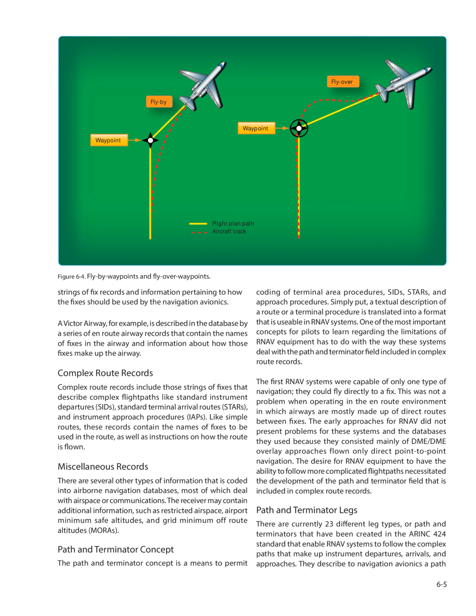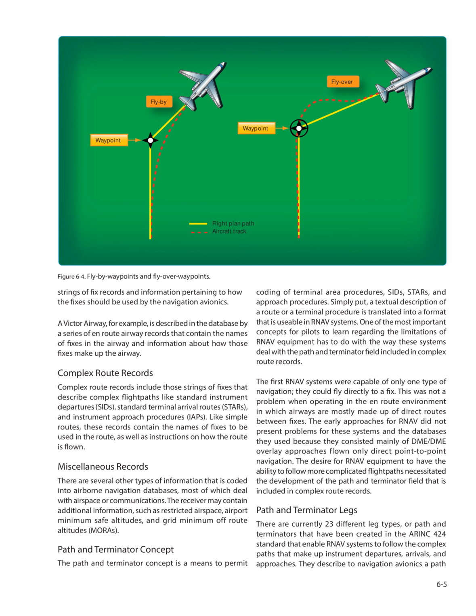The path and terminator concept is a means to permit coding of terminal area procedures, SIDs, STARs, and approach procedures. Simply put, a textual description of a route or a terminal procedure is translated into a format that is usable in RNAV systems. One of the most important concepts for pilots to learn regarding the limitations of RNAV equipment has to do with the way these systems deal with the path and terminator field included in complex route records.